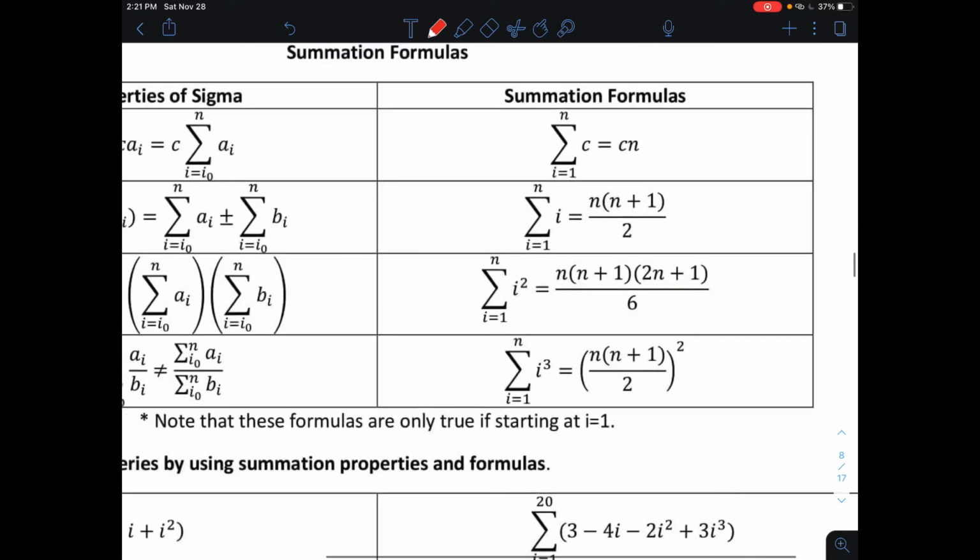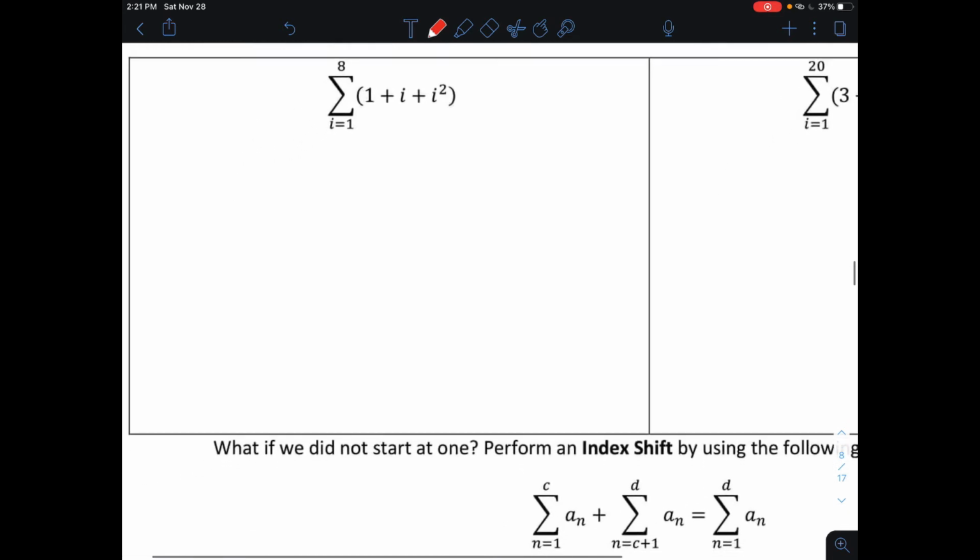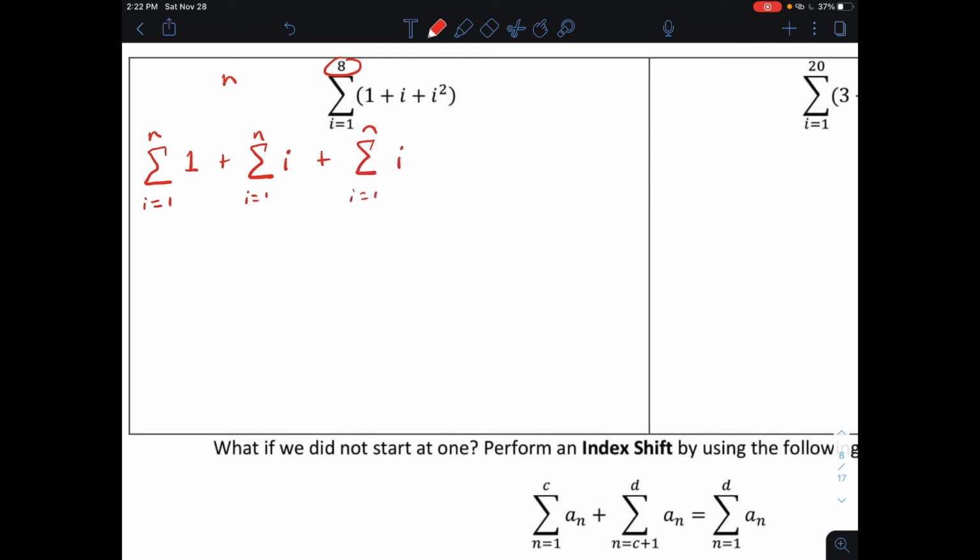Now, these properties are coming out of this table here in the summation formula, so I'm going to refer to it. So the first property we have of summation: I'm going to temporarily just let the top number be n. And what I can do is break up a summation into the sum of individual parts. Now I cannot break up multiplication, but I can break up adding and subtracting. I'm going to break this up as the summation from 1 to n of 1, plus the summation from I equals 1 to n of just I, plus the summation from I equals 1 to n of I squared.